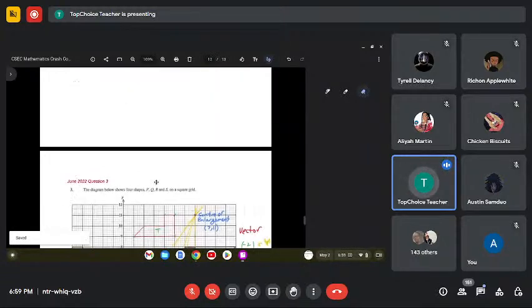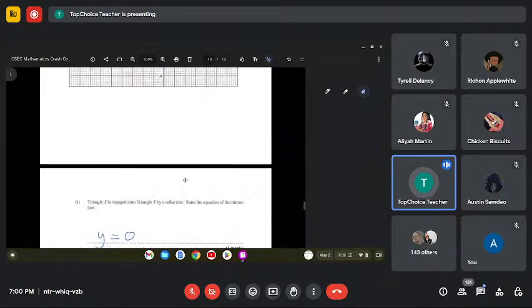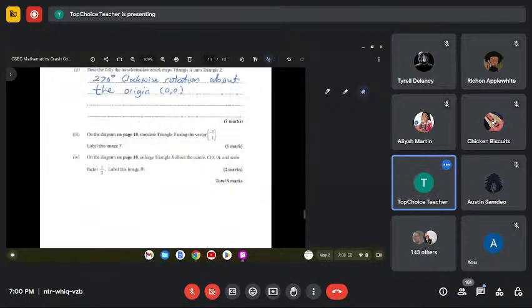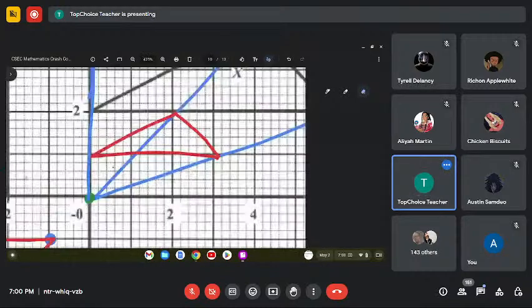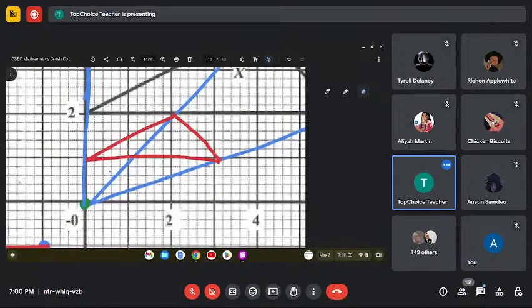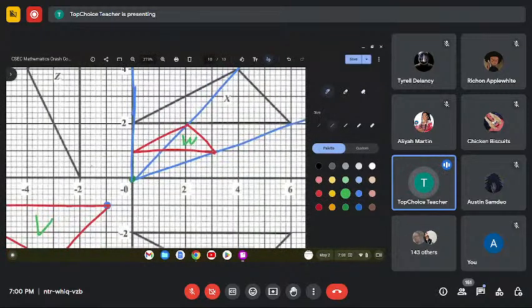So this is the end of this paper. This was the end of the question. After we finish the enlargement, we need to label it as W. Let me label it as W before we move on. All right, so this is W. Right, so you label it as W and that's it.